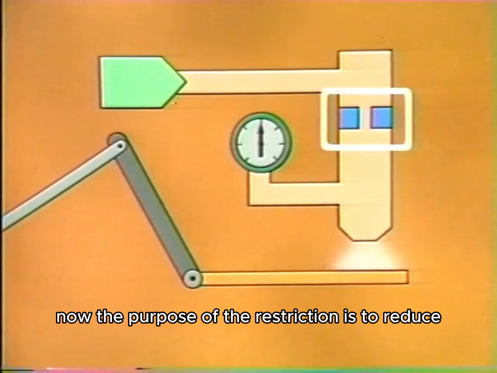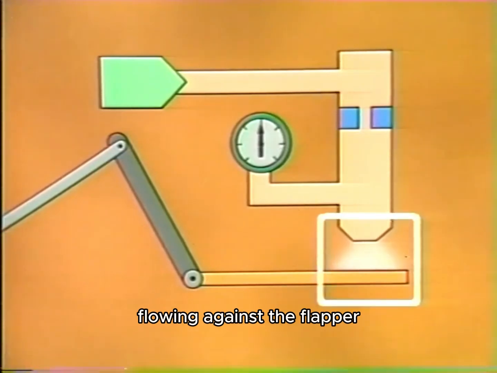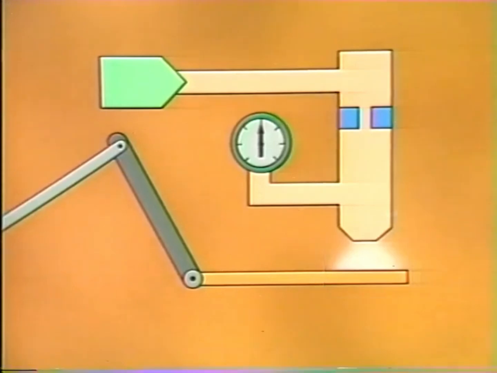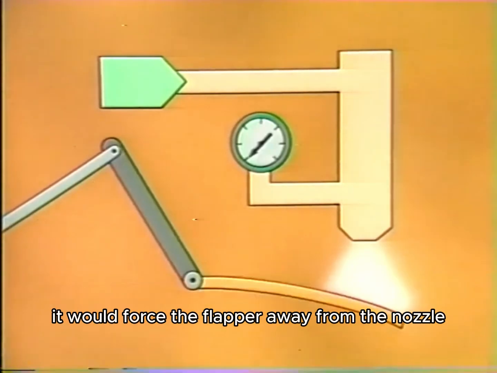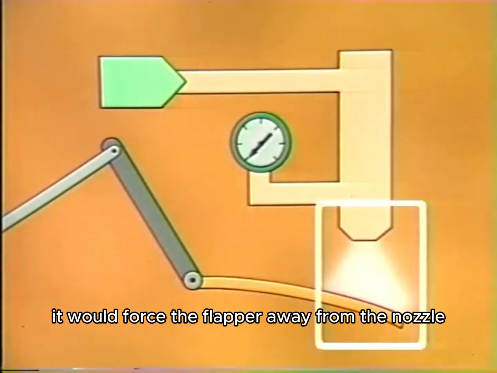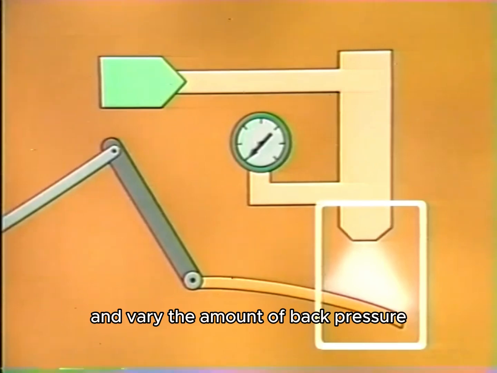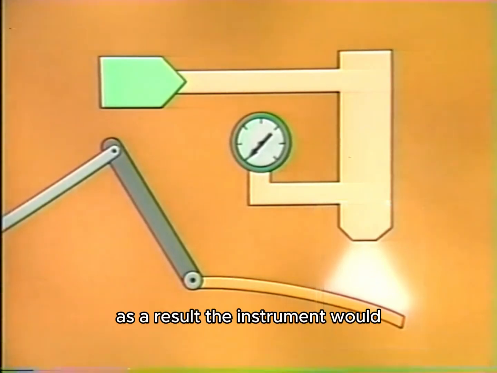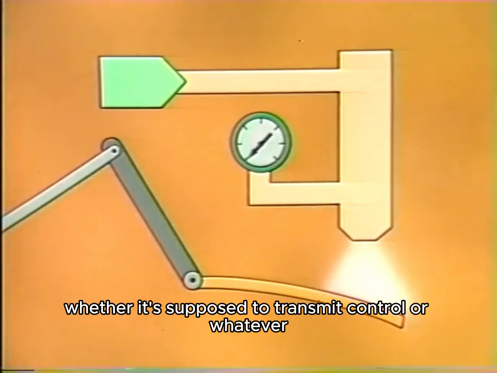Now, the purpose of the restriction is to reduce the forcing effect of the supply air flowing against the flapper. For example, if the air supply is flowing without a restriction against the flapper, it would force the flapper away from the nozzle. This would make it impossible to position the flapper and vary the amount of back pressure. As a result, the instrument would not be able to do what it's intended to do, whether it's supposed to transmit, control, or whatever.